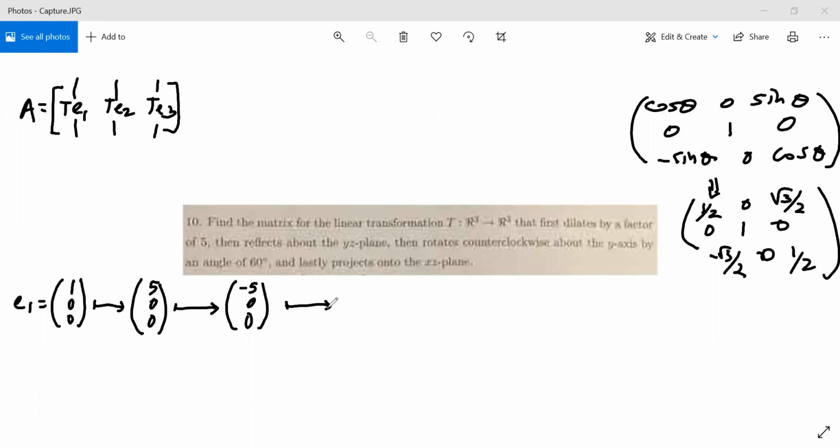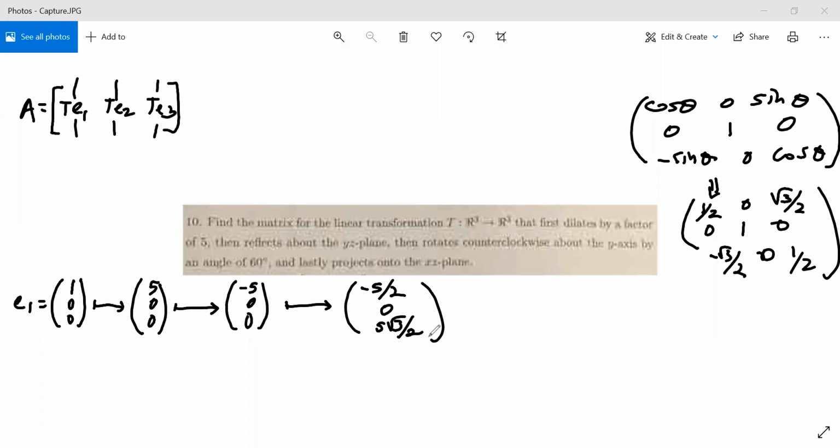Okay, so under this rotation, this will turn into negative 5 over 2, and then the other one will be 0, and then this will be positive 5 square root of 3 over 2. So e1 is mapped to this, and this is going to be the first column.